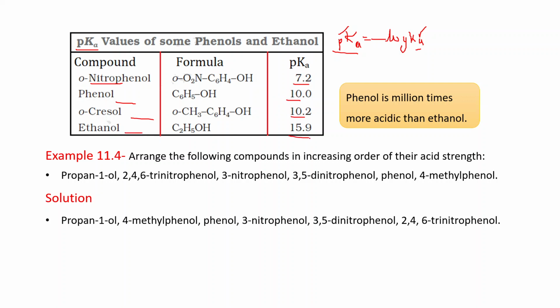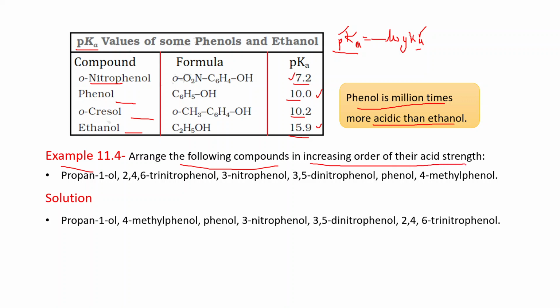Now again you can compare, this is phenol and this is ethanol. Phenol is a million times more acidic than ethanol. And we can say orthonitrophenol is more acidic than phenol and orthocresol. Now let us see one example. Arrange the following compounds in increasing order of their acid strength.